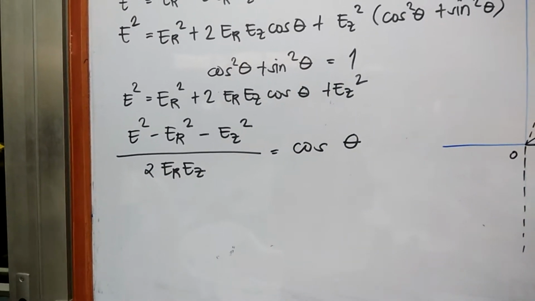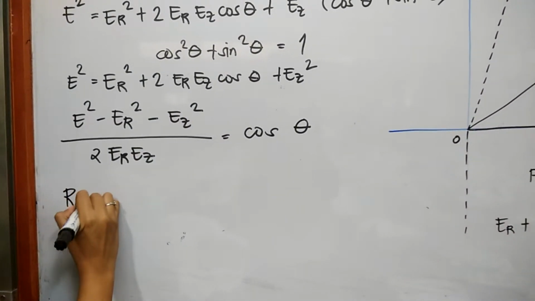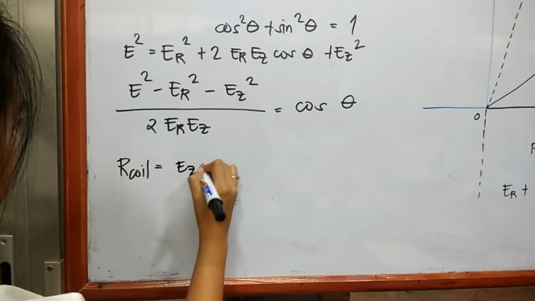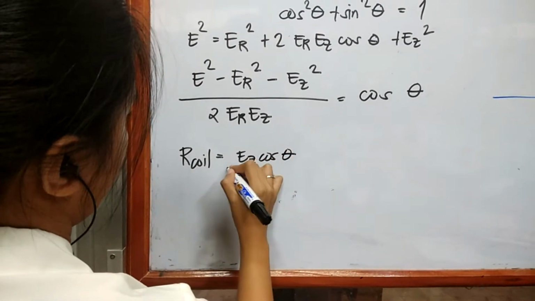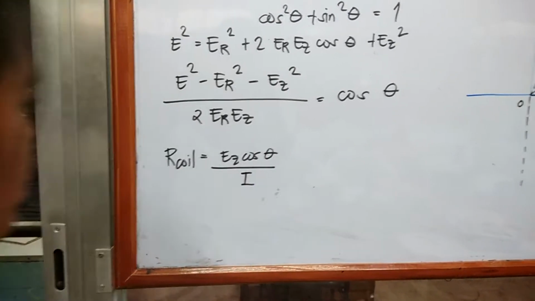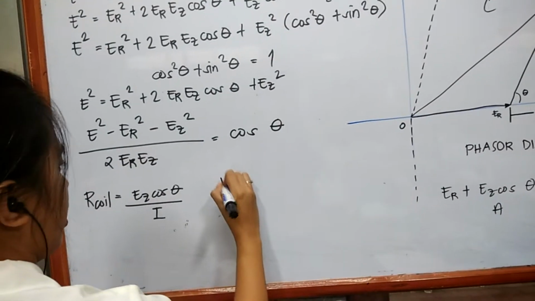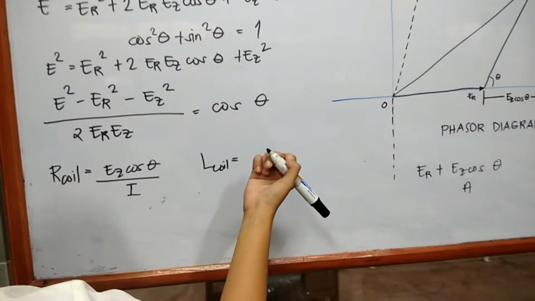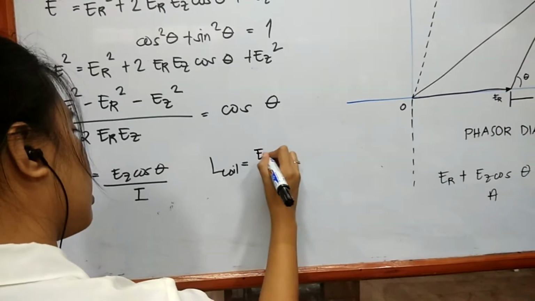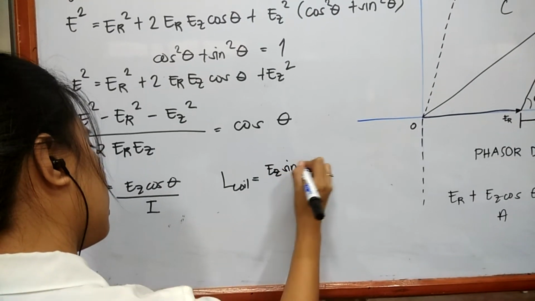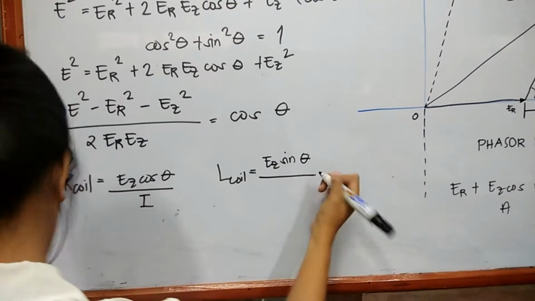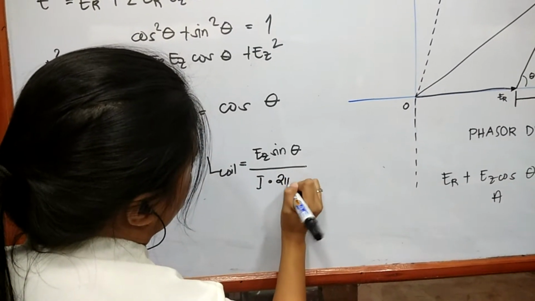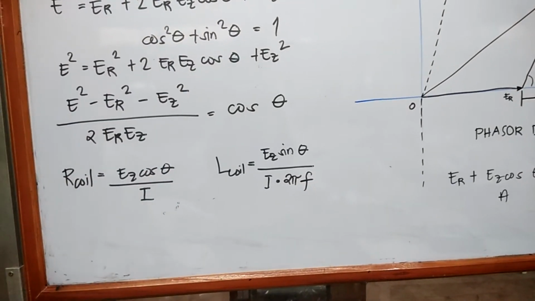Then we can find the resistance and inductance of the coil by using the equations: R coil is equal to EZ cosine theta over I, and the inductance of the coil is equal to EZ sine theta all over I times 2 pi f.